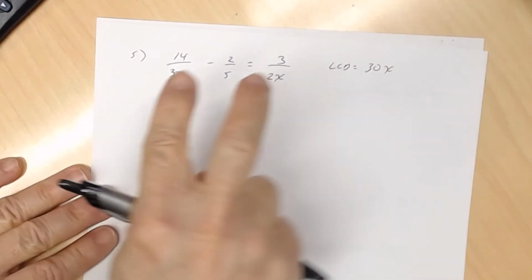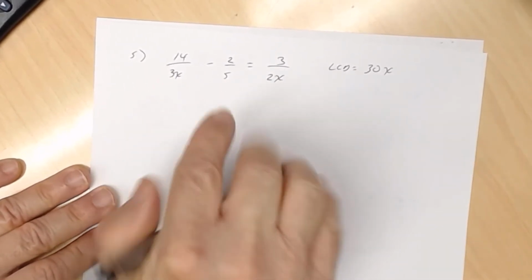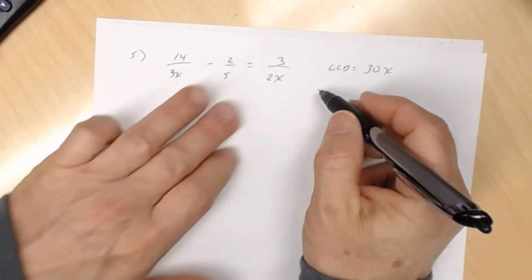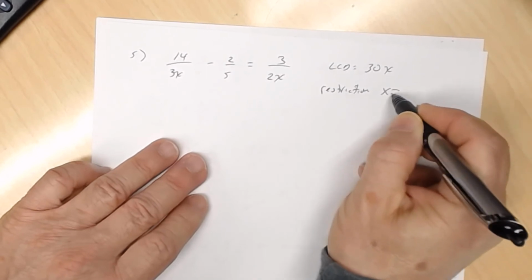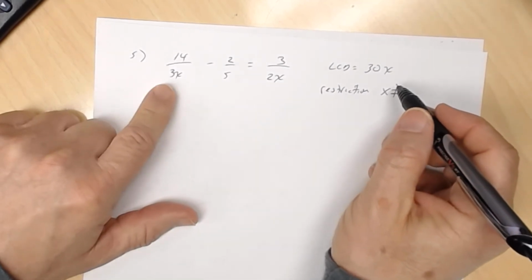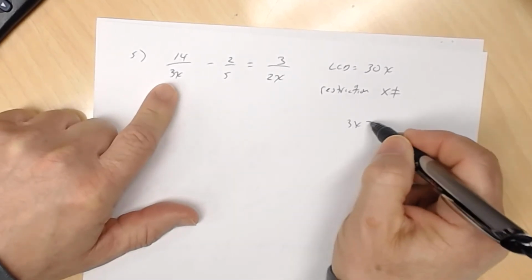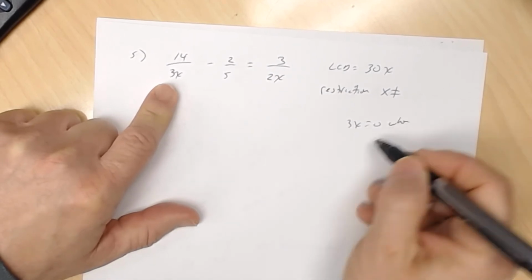Now remember, the next step is to multiply both sides by the LCD. And first of all, since I do have variables in the denominator, let's find the restriction. What can't x be? So x cannot equal what? What makes it 0? 3x equals 0 when what? When x is 0.